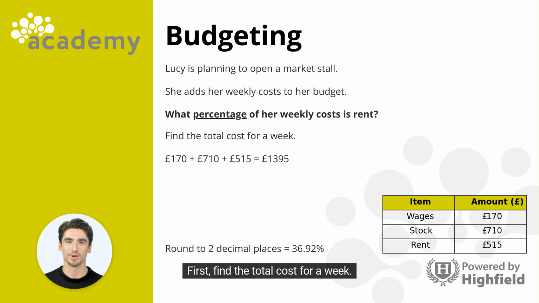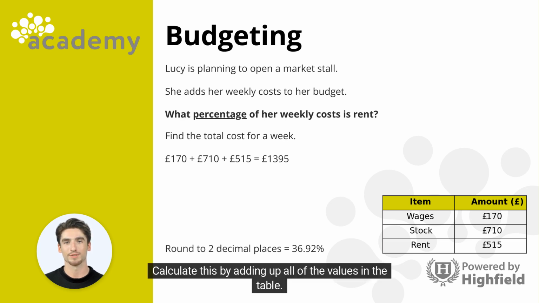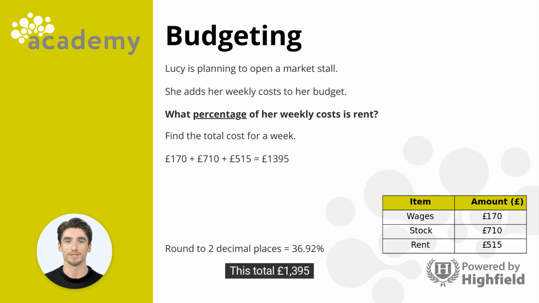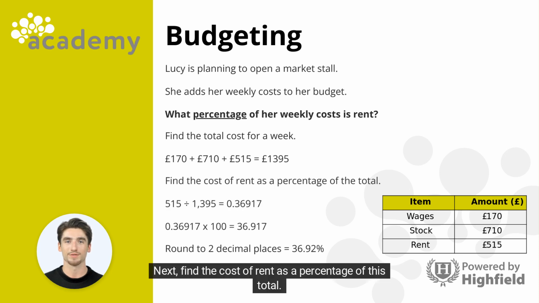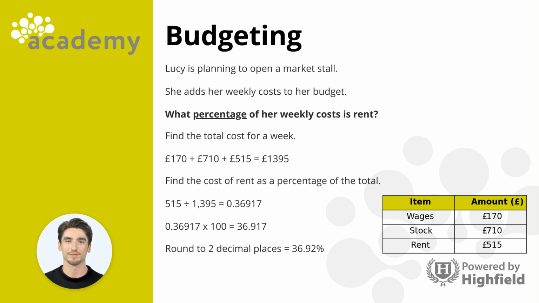First, find the total cost for a week. Calculate this by adding up all of the values in the table. This total is £1,395. Next, find the cost of rent as a percentage of this total. To work this out, divide 515 by 1,395.